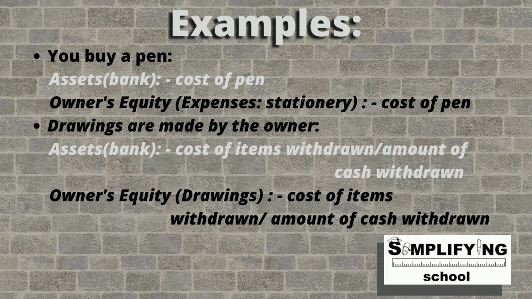When the owner makes drawings, we already looked at one part where the assets would become less, because you're either going to withdraw cash, so your assets become less, or you're going to withdraw some other type of asset, like maybe trading stock, a vehicle, land or buildings, or whatever you're going to withdraw. So that would mean the assets are decreasing, but the other part of the transaction means the drawings are increasing, and therefore it would also be a negative effect on owner's equity.